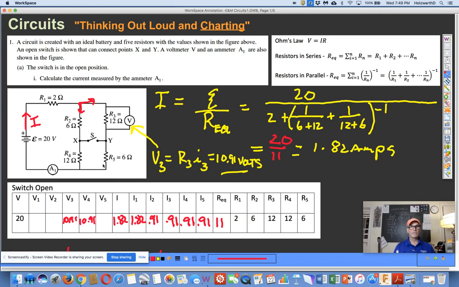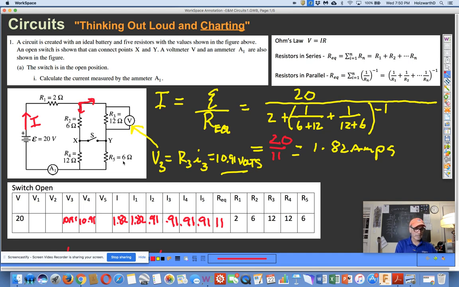And what's the voltage drop across the 6? Well, 1.82 times 6. Okay, so let me calculate that real quickly with my handy HP calculator. Okay, it says it was manufactured in 1986. Still works for me to this day.